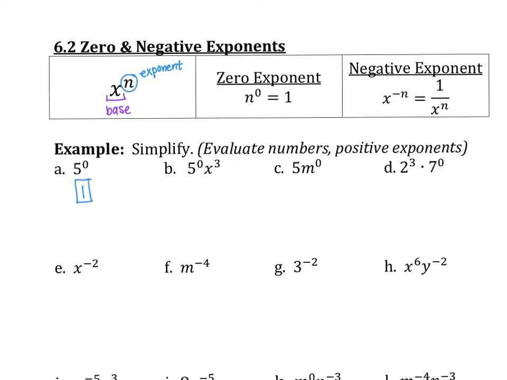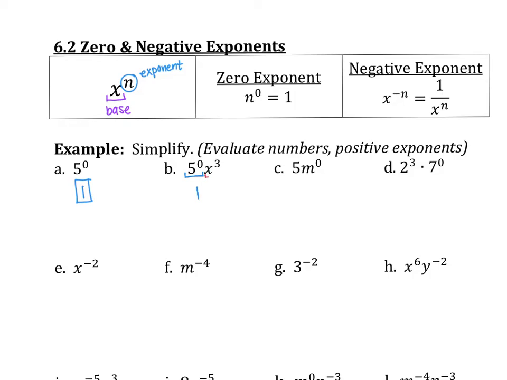Okay, now I'm going to look at B. B has two different bases. It has 5 to the 0 and it has x to the third, and you kind of treat them as separate problems that are just multiplied together or squished next to each other. Okay, so if I just look at the first part, 5 to the 0, well, that's just 1. I learned that on the previous problem.